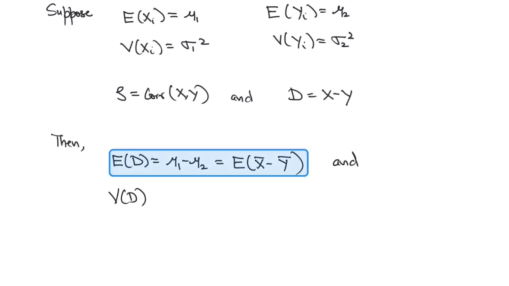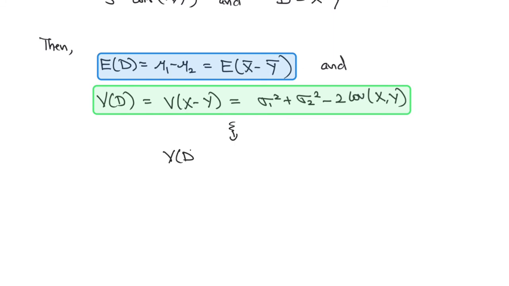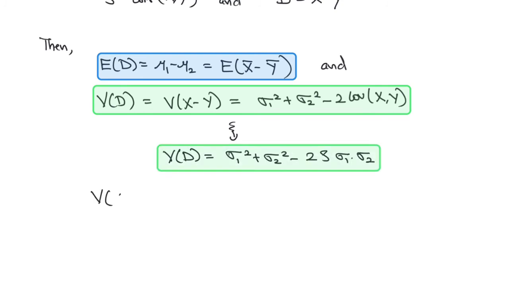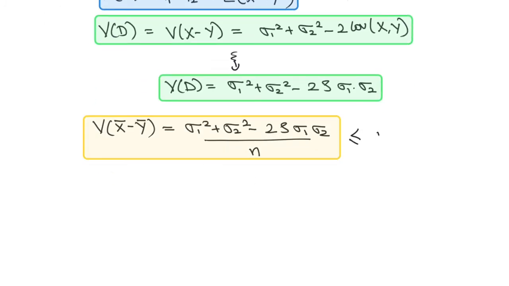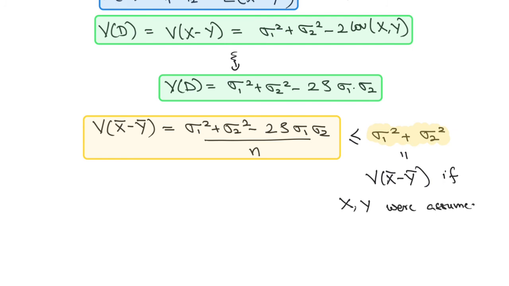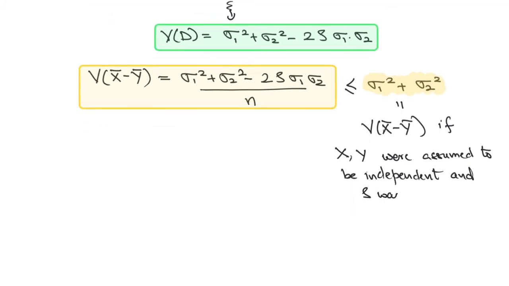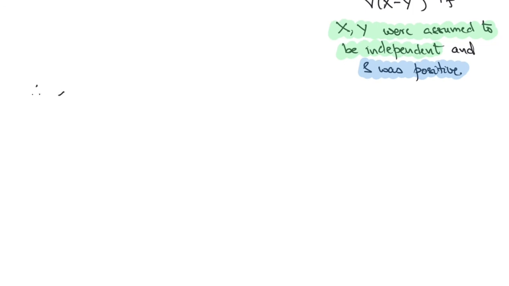The variance of the random variable d can be calculated as the variance of x minus y. Since we're not assuming independence of x and y, this equals sigma 1 squared plus sigma 2 squared minus 2 times the correlation coefficient times sigma 1 times sigma 2. The variance of x bar minus y bar is given by the following formula, and it's easy to note that this is less than or equal to the variance of x bar minus y bar if we were to assume that the xi's and the yi's were independent of each other and that the correlation coefficient rho was a positive number.